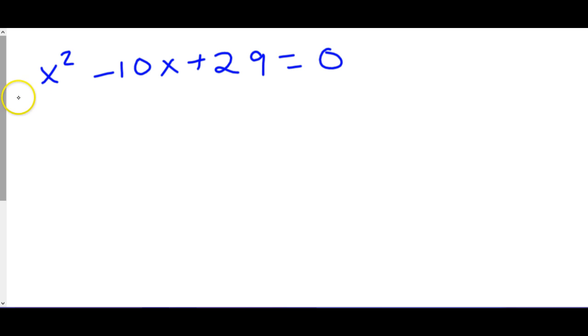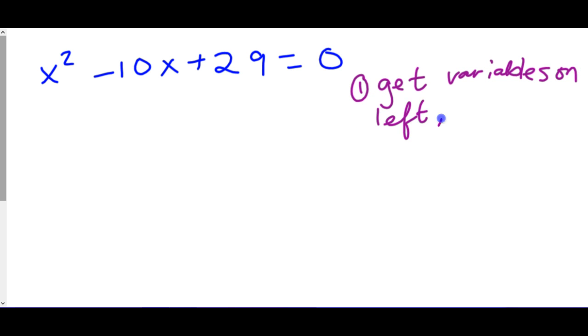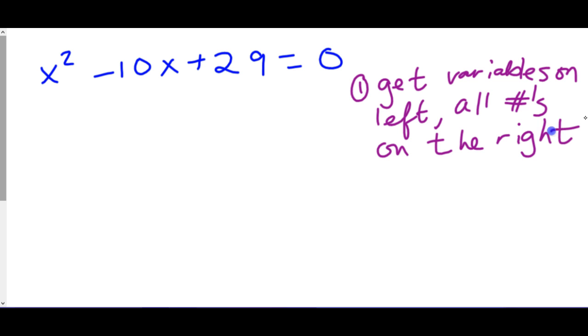So let's try another one. On this one, it's equal to 0, but we learned with completing the square that all the variables should be on the left, all the numbers on the right. So our first step is to get all variables on the left and all the numbers on the right. I know that looks like a hashtag symbol, but it was originally meant to represent number. So that is numbers on the right.